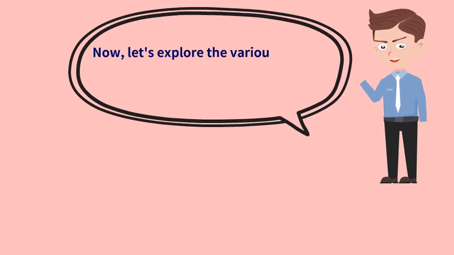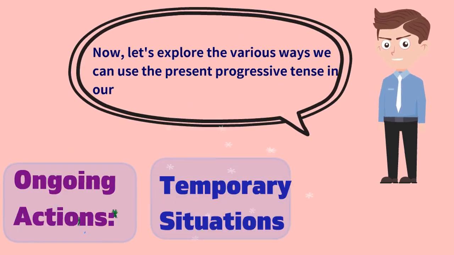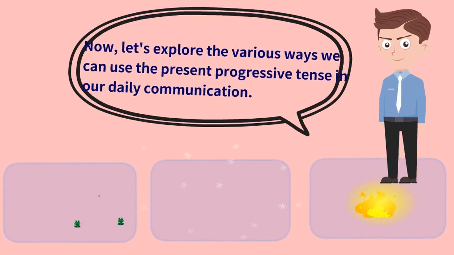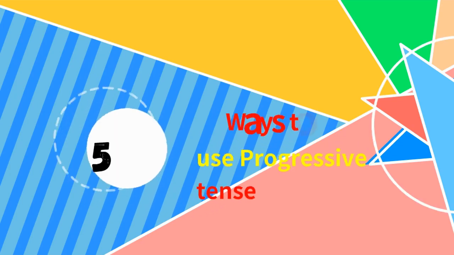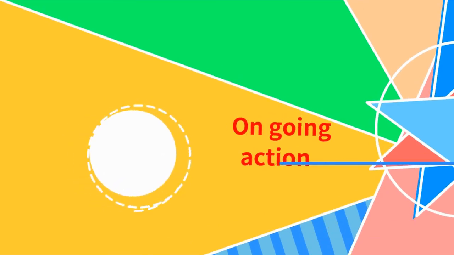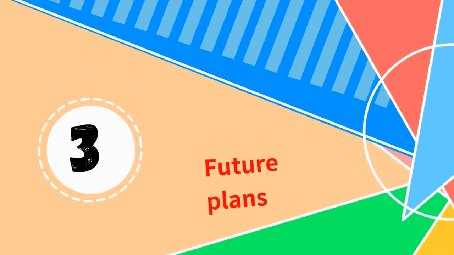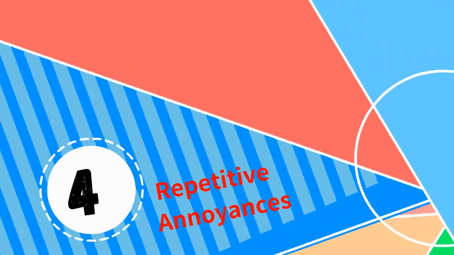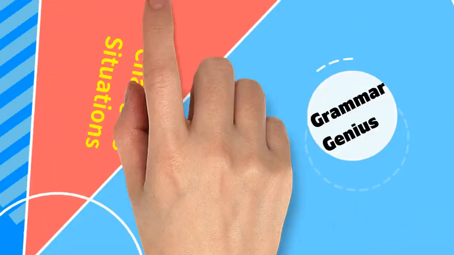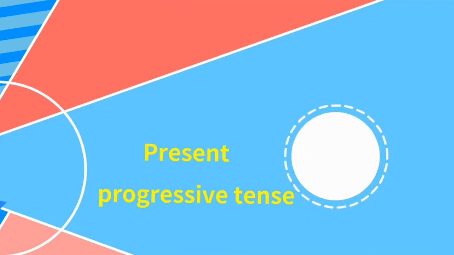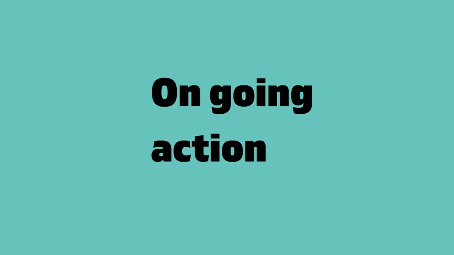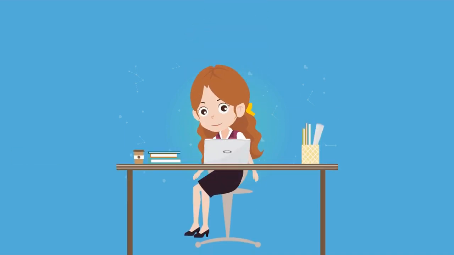Now let's explore the various ways we can use the present progressive tense in our daily communication. Through the following ways we can use the present progressive tense. Now let's take a look at some examples.